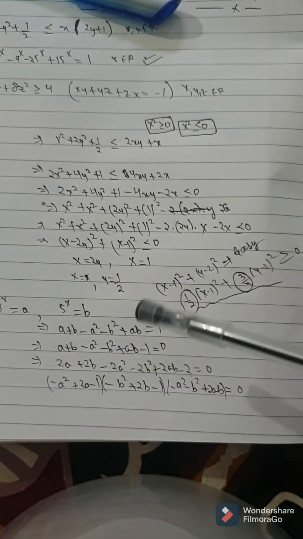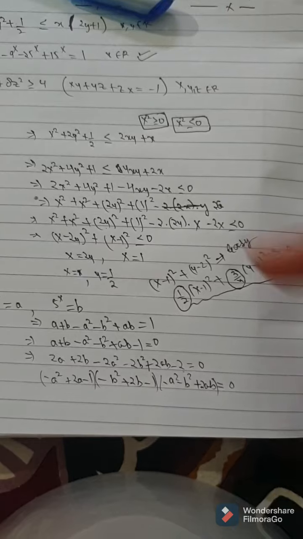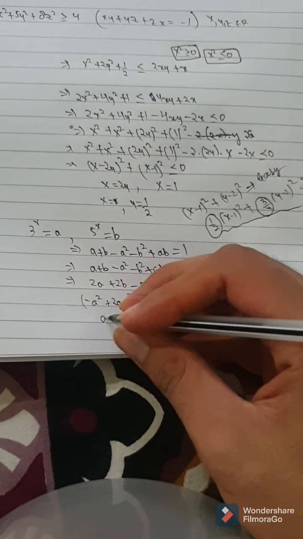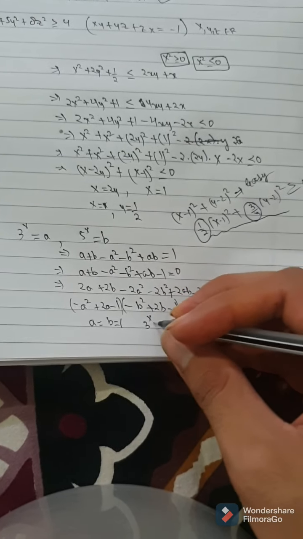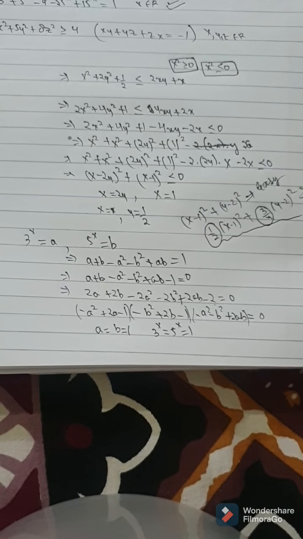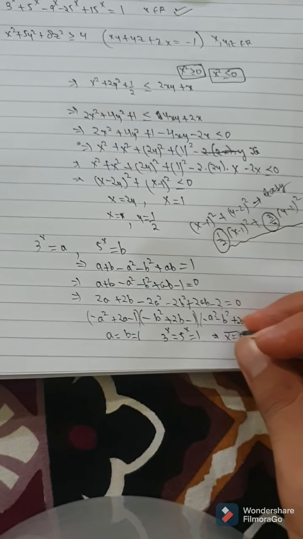So these all would be less than or equal to 0, but it is given equal to 0. So the only case that can occur is when a equals b equals 1. a equals b equals 1 means 3^x equal to 5^x equal to 1, and we know that if anything power x equals 1, then x is 0. So x equals 0.